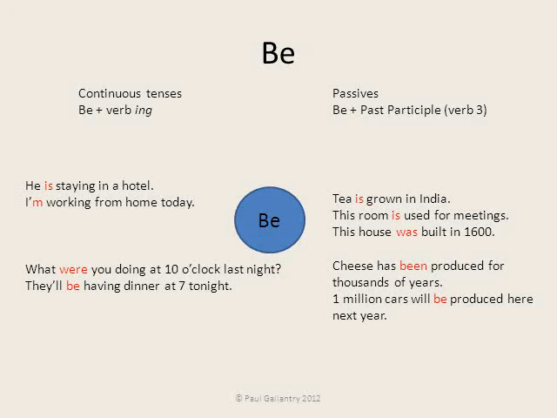Here's a present perfect one. Cheese has been produced for thousands of years. And just look at that, cheese has been produced. If you look, we've got has, that's our perfect tense, then been. So there we've made our perfect tense there. We've got have plus past participle. Then we've got our passive, be, and verb 3. And another one, a future one. 1 million cars will be produced here next year.